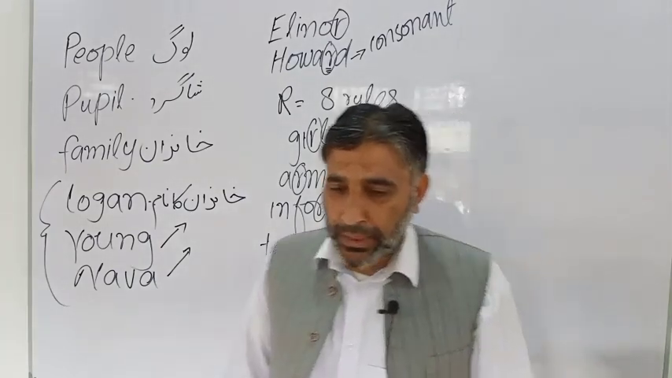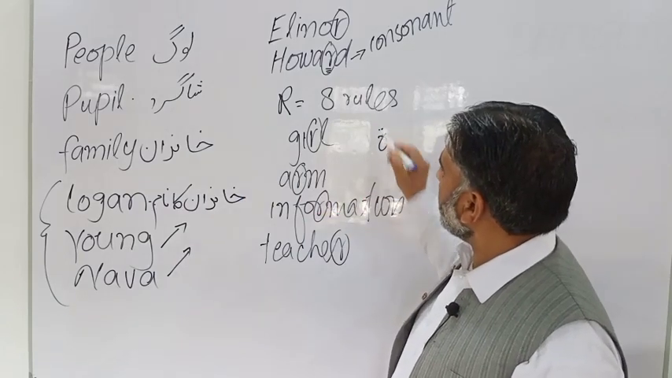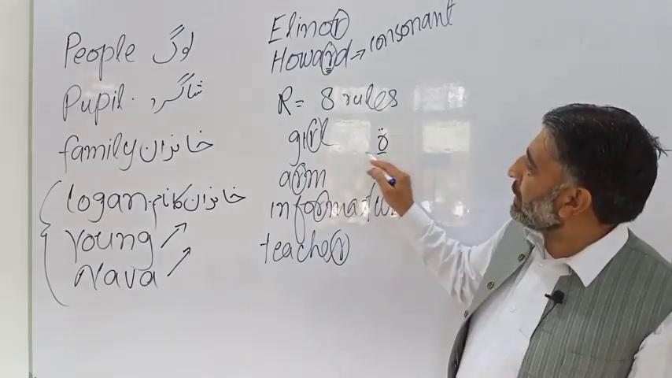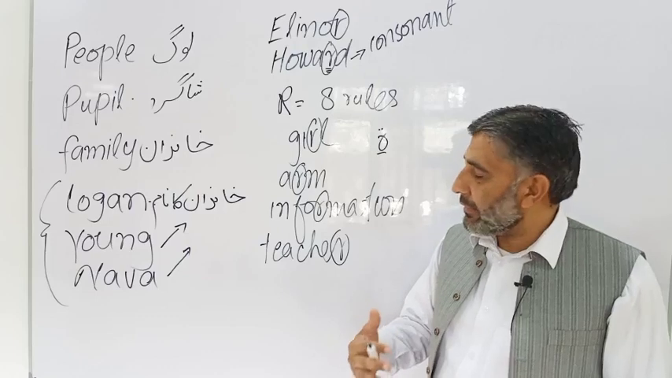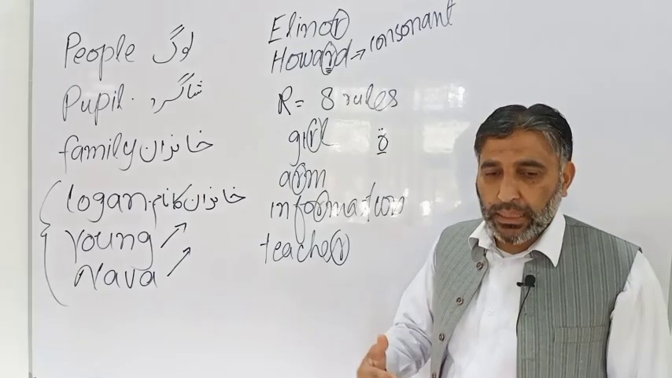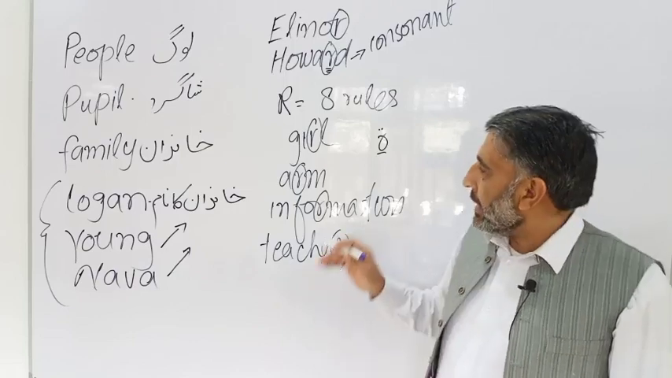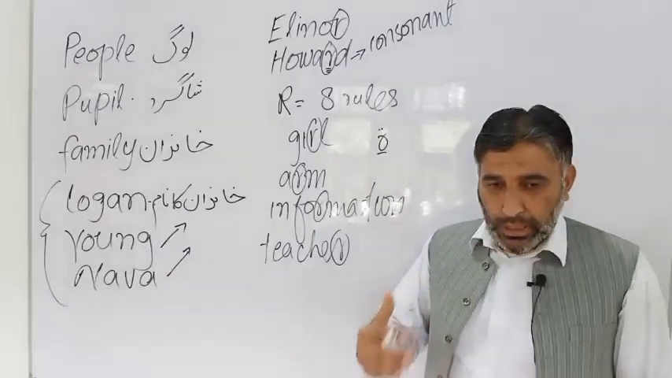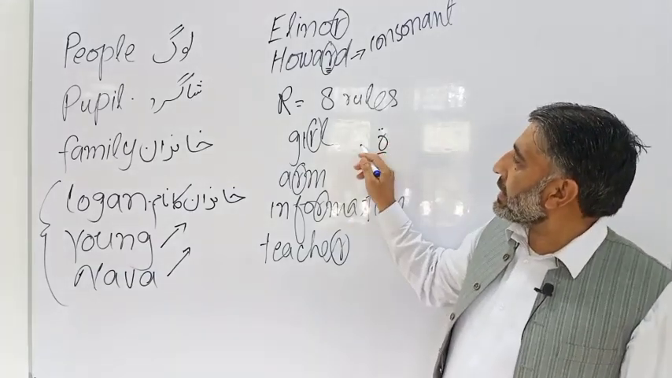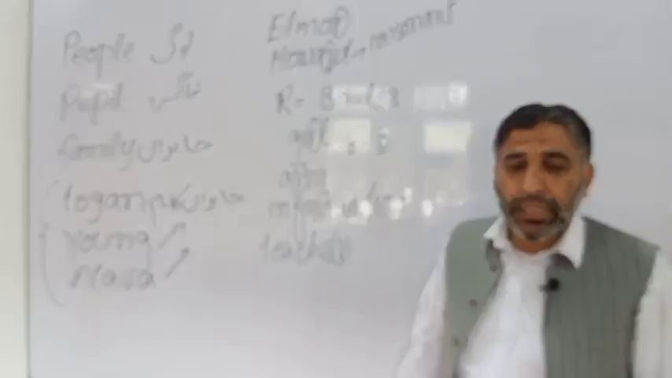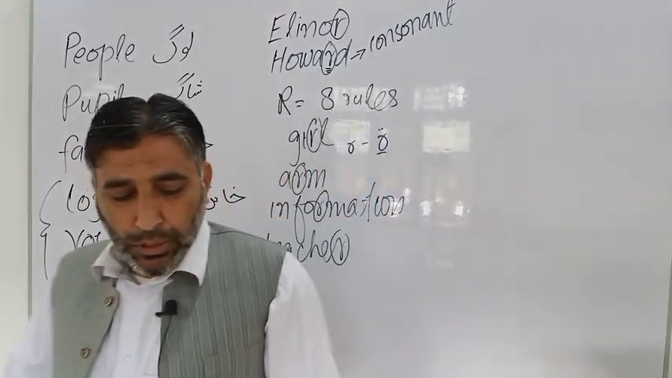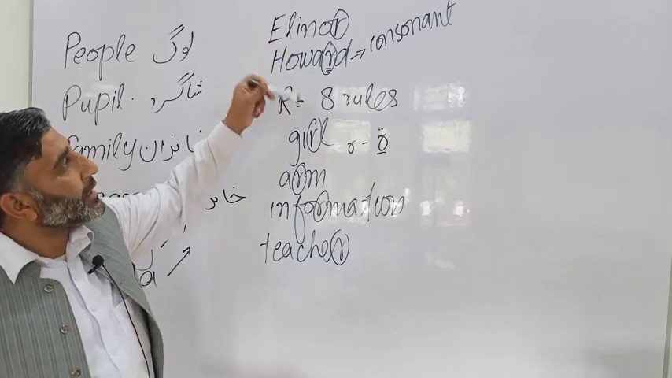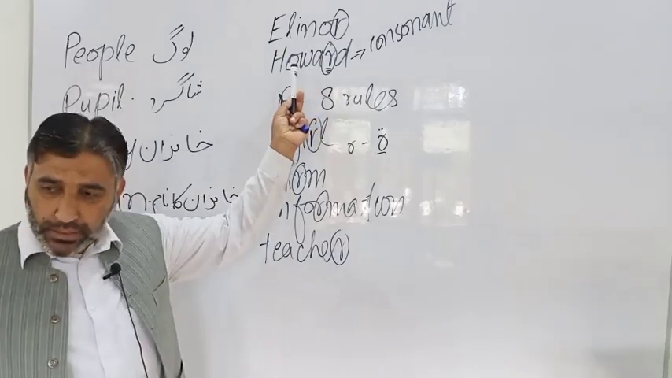Just like in the Arabic language, when this ta comes at the end, we change this ta into ha. For example, hayya alas-salah. Or when we recite the Holy Quran and this ta comes at the end of the verse, ayah, we change this ta into ha. So just like that, when R comes at the end, we change the R into a ha sound. That is the rule of English. So it is better to pronounce this word Elena, Howard. Howard is not right.